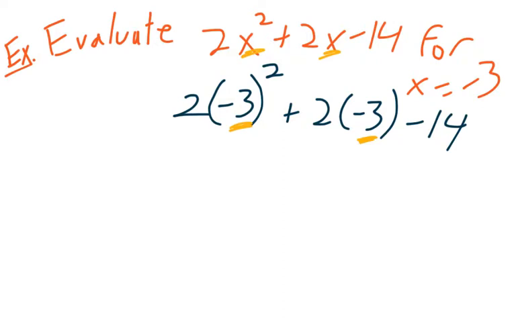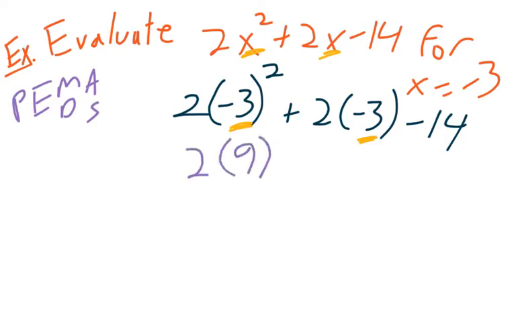And now I still follow PEMDAS. And I'll write that to the side to keep track of what I'm doing. So I do parentheses first, but I don't have anything in parentheses to do. Like negative 3 is all by itself, negative 3 is all by itself. So I can move right over to exponents. And now it's exponents. That means negative 3 times negative 3, which is a positive 9. So now it's 2 parentheses 9, or 2 times 9. And then 2 times negative 3 comes next, because I've already done my exponents, and that's negative 6, and then minus 14.